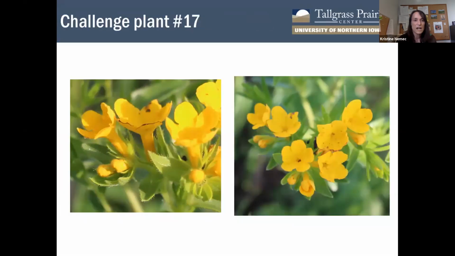Okay, this is challenge plant number 17. This weekend, I spent some time driving around the roadsides in Black Hawk County just to see what I could find. And this is kind of a neat plant. It's not super common. It's not planted along the roadsides, but it just goes to show if you go exploring, you can find some really neat plants growing throughout the roadsides.